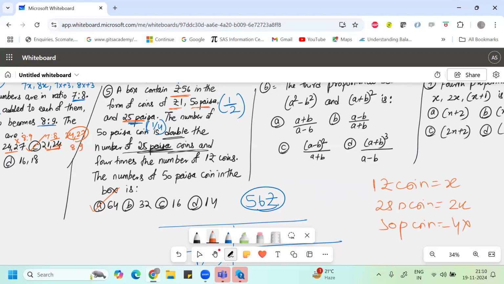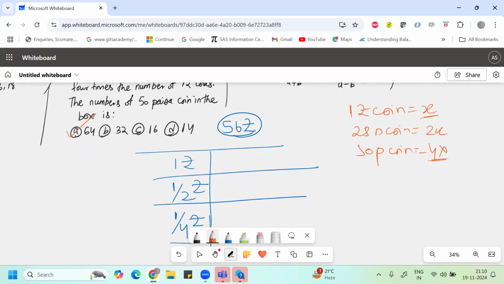Again, if I read the question: the number of 50 paisa coins is double the number of 25 paisa coins, and four times the number of 1 rupee coins. Yes, 50 paisa coins are 4x and 25 paisa coins are 2x. So this part is clear: 1 rupee coins are x, 25 paisa coins are 2x and 50 paisa coins are 4x.